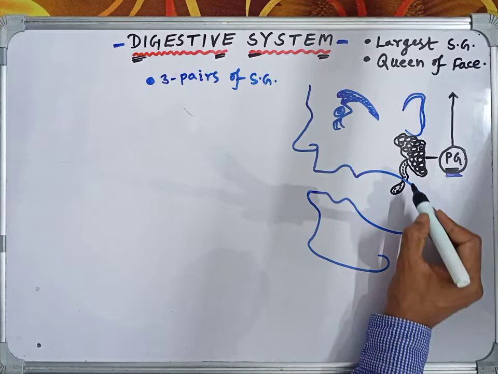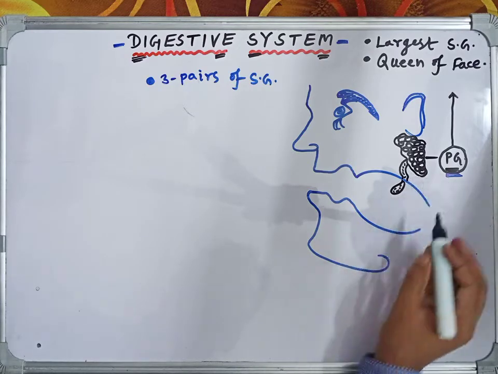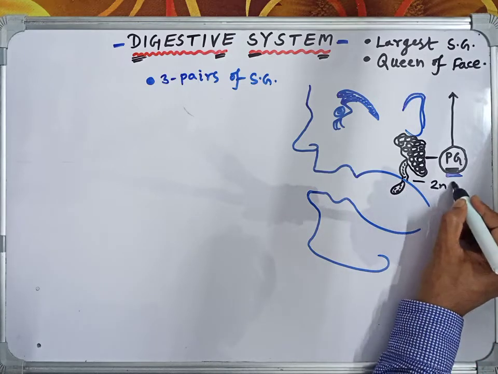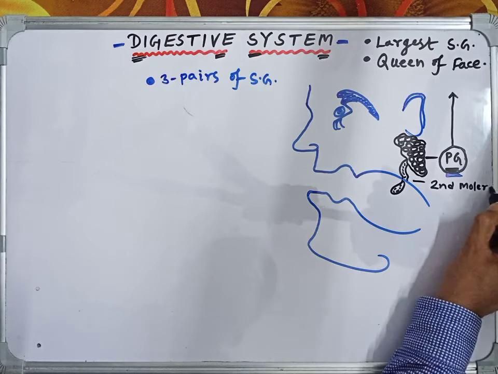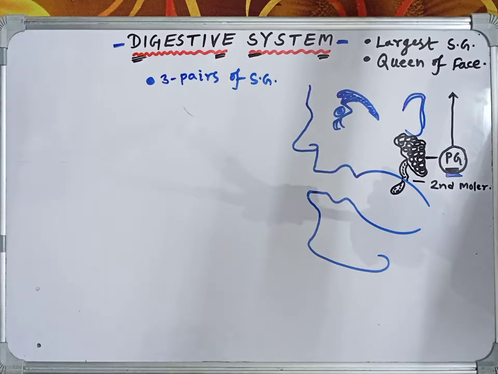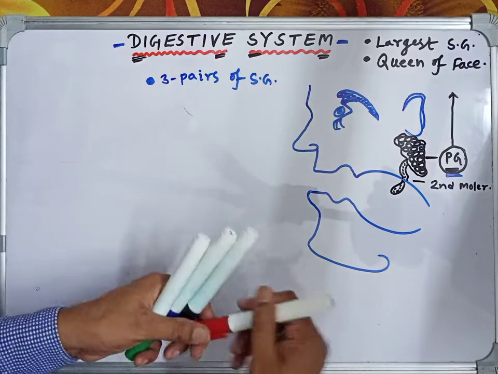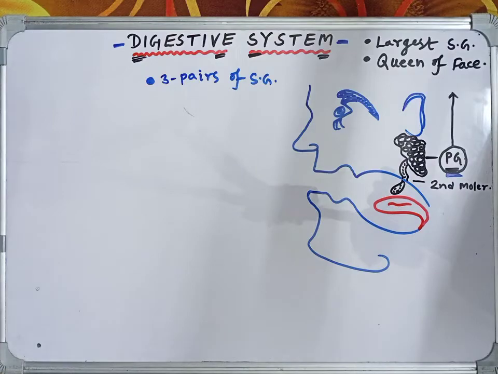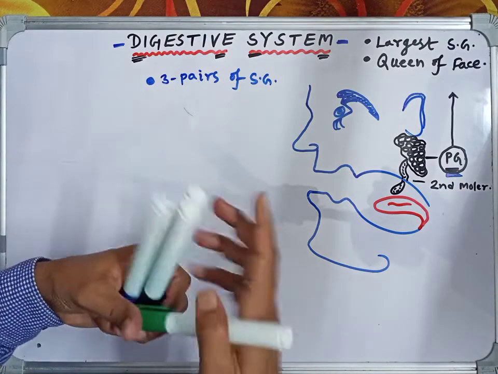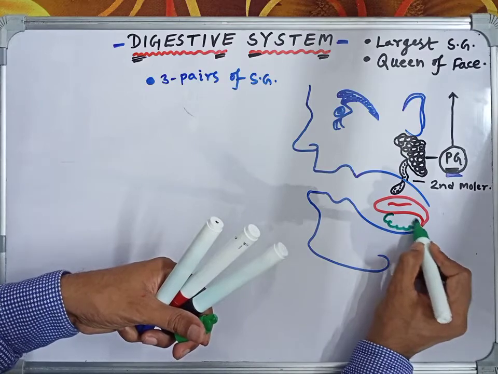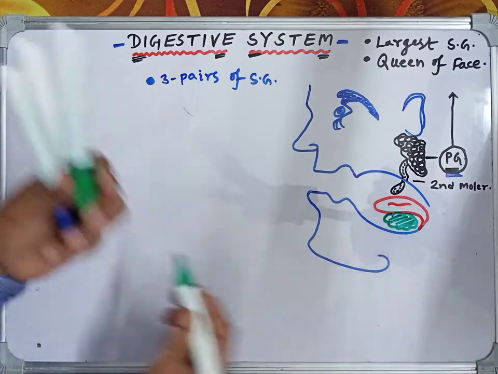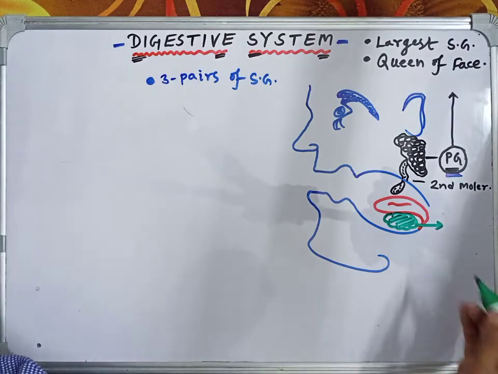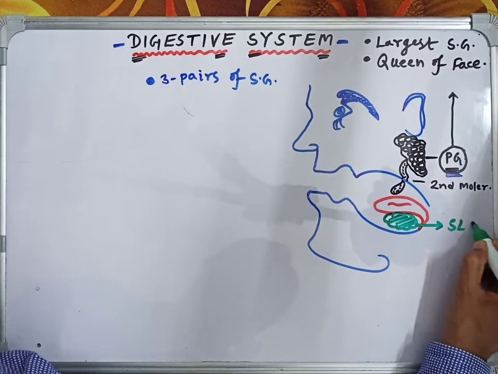And another MCQ for you, the duct of this parotid gland opens near the second molar of the upper jaw. That is again another MCQ, right? And there is another organ, the muscular boneless organ, that is called the tongue. And below the tongue there is another salivary gland present. This salivary gland which is situated below the tongue is called the sublingual gland.